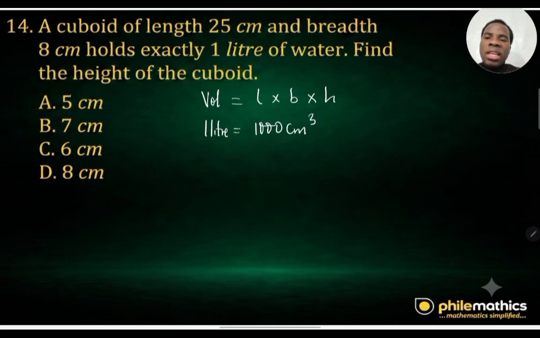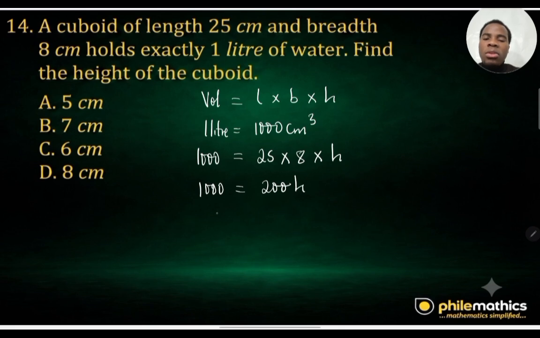This is what we will use here since our length and breadth are in centimeter. So we'll have 1,000 centimeter cube. Our length is 25, breadth is 8, and height is what we are looking for. 25 times 8 is simply 200 times h is 200h. To get h, we simply divide both sides by 200.